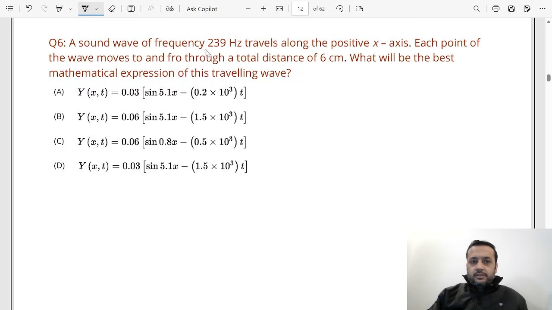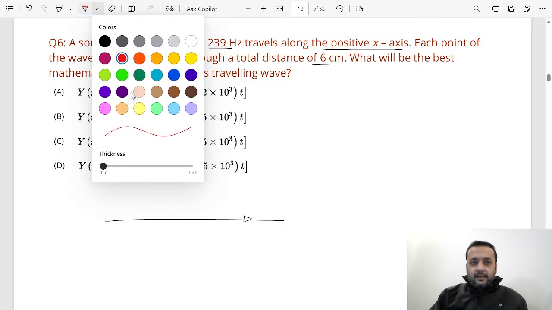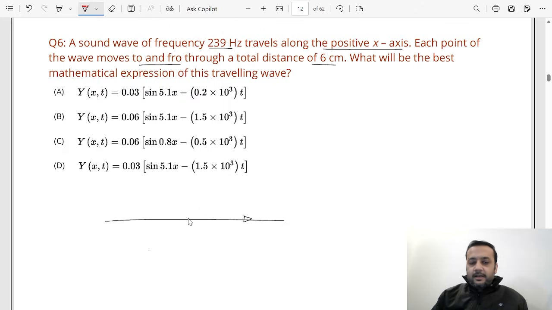Then in this question, there is a sound wave whose frequency is 239 hertz and is moving along the positive x-axis. Each point of the wave moves to and fro through a distance of 6 centimeters. So for example, suppose the sound wave is traveling in the positive x direction. So basically we can say that the medium particle is moving through a total distance of 6 centimeters.